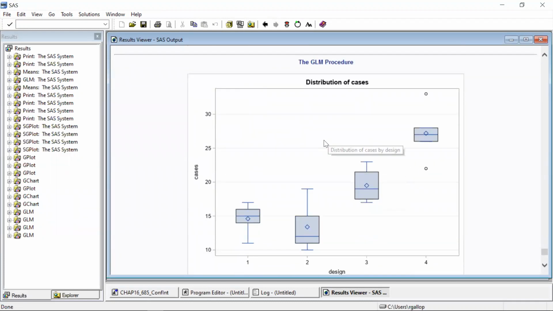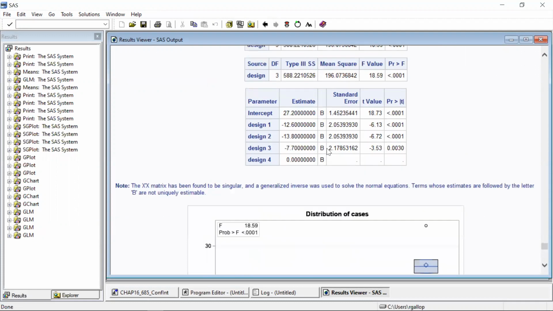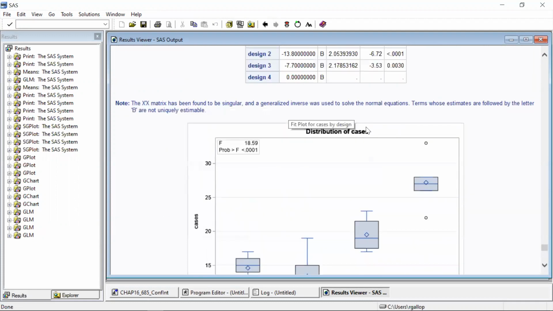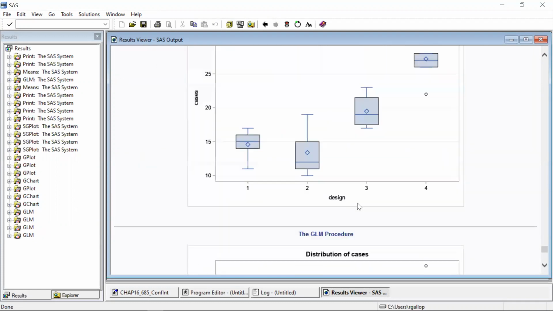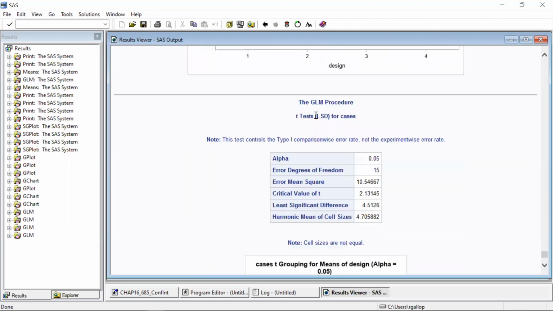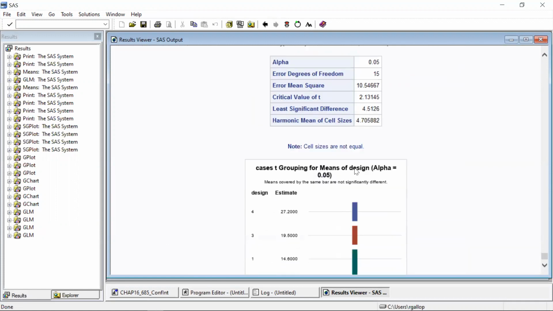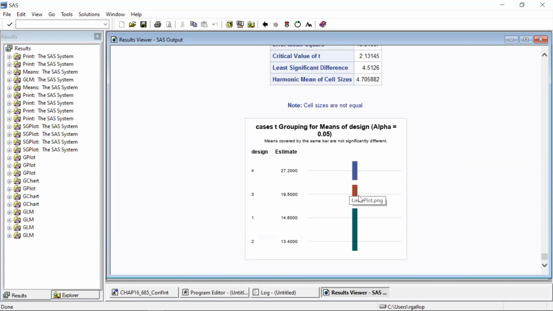So if you guys see here, I got the basic ANOVA model, the T, then this is the T lines. So means covered by the same bar are not significantly different. So as you guys see, means not covered by the same bar.